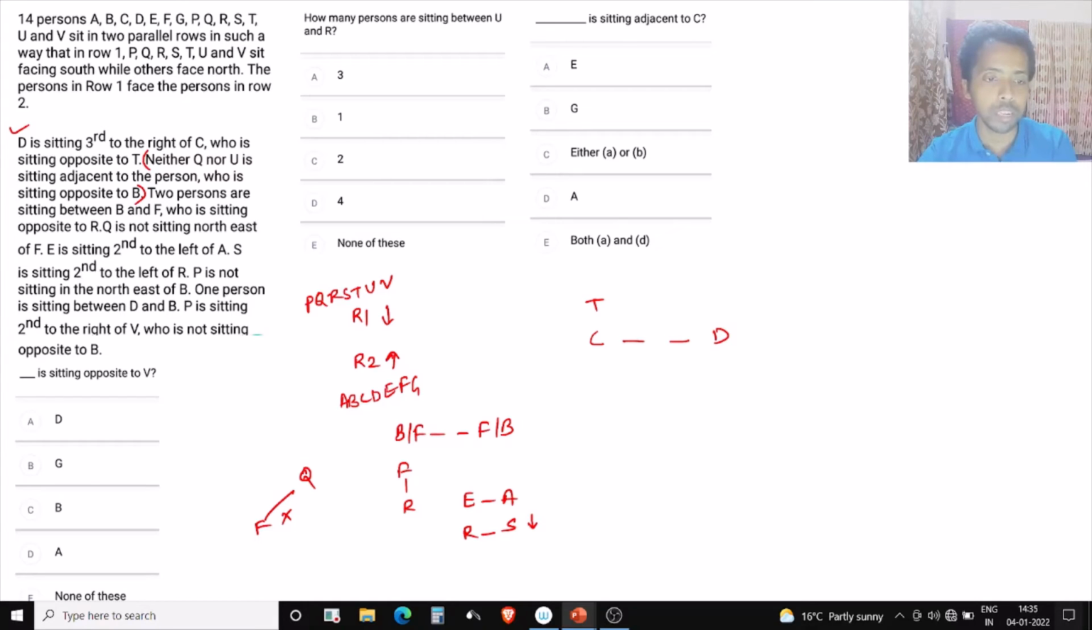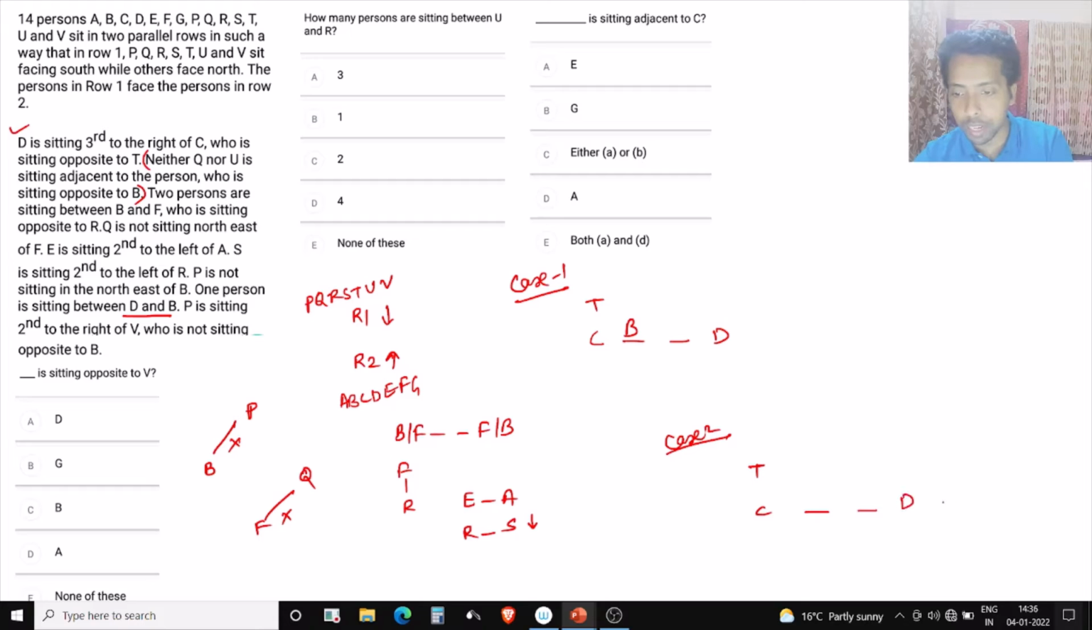P is not sitting to the northeast of B, right? P is not sitting to the northeast of B. One person is sitting between D and B. This is the statement where you can start with the help of this one. Now, if we take this one as case 1, so B can come here, only one person between B and D, and another case, that is T is here, C is here, 1, 2, D is here, one person, B is here, right?